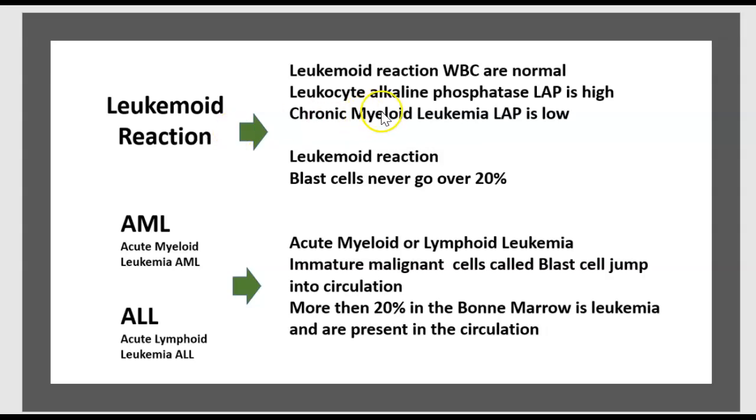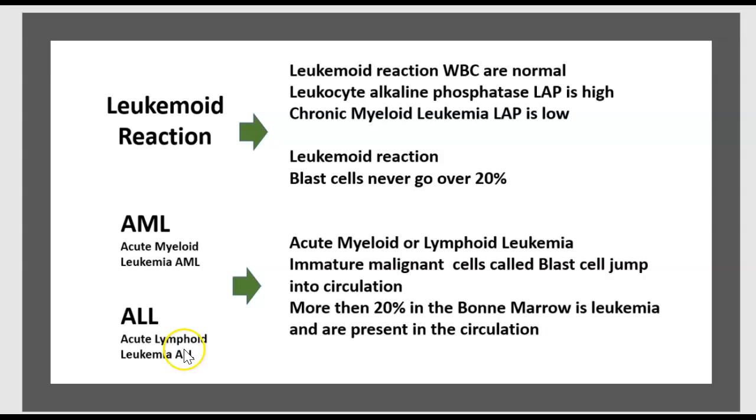In leukemoid reaction, leukocyte alkaline phosphatase is high. In chronic myeloid leukemia, leukocyte alkaline phosphatase is low. In leukemoid reaction, blast cells never go over 20%.